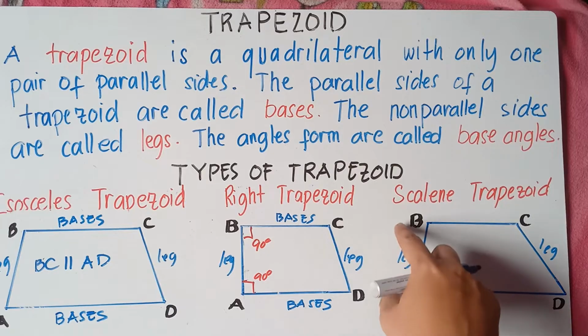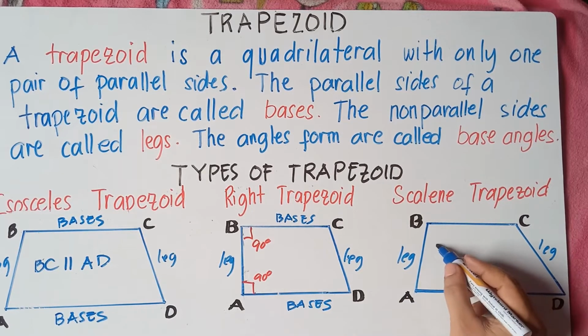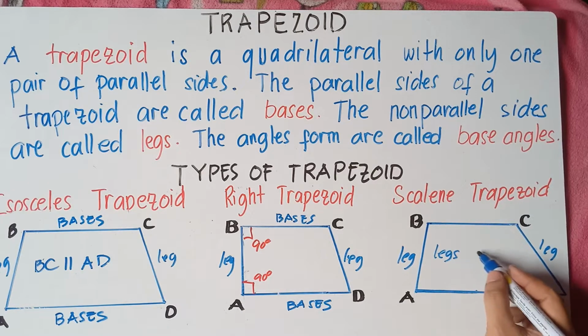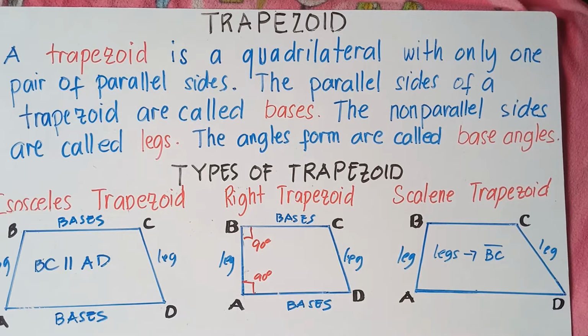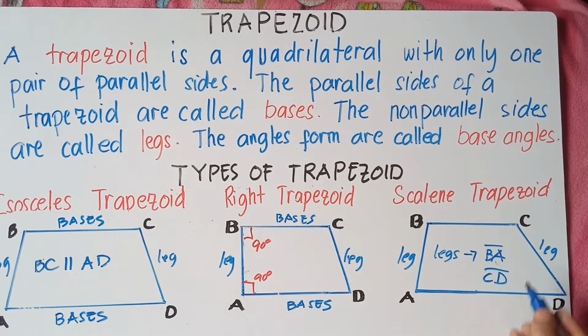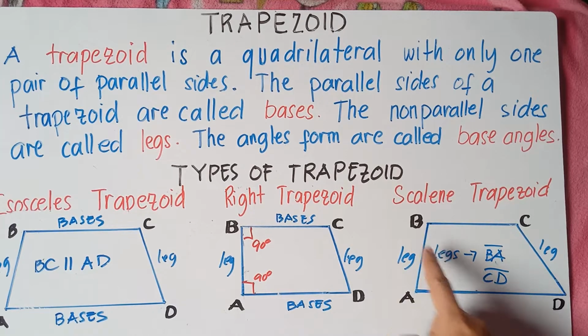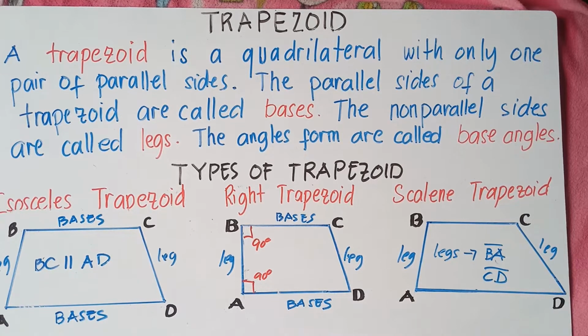So AB and CD are the legs. If your teacher asks you to find the legs, your answer will be line BA and line CD. Line BA and line CD are the legs.